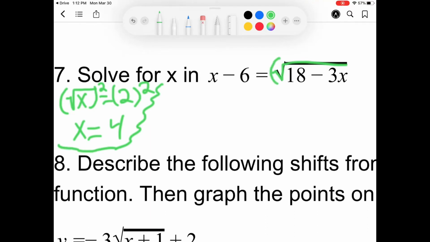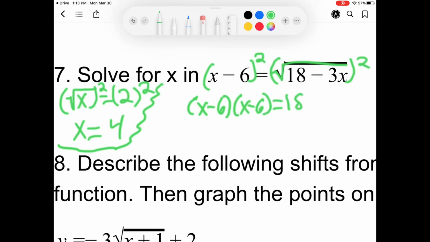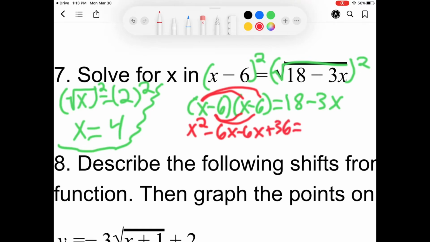So in this case, to get rid of the square root, we're going to square it. Square it on both sides, because what we do on one side, we have to do to the other. So this is going to give us x minus 6 times x minus 6 equals 18 minus 3x. And then we're going to have to foil it out. X times negative 6, 6 times x, negative 6 times negative 6. And we get x squared minus 6x minus 6x plus 36 equals 18 minus 3x.